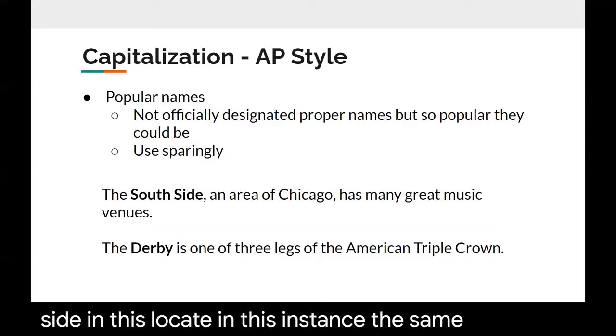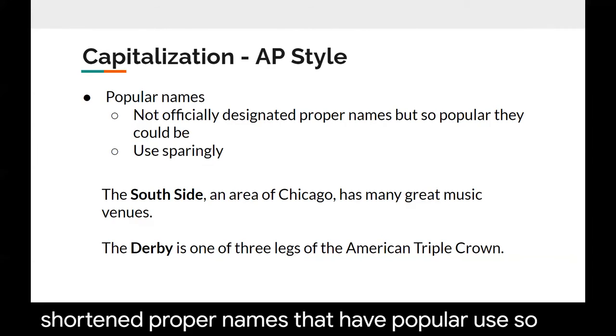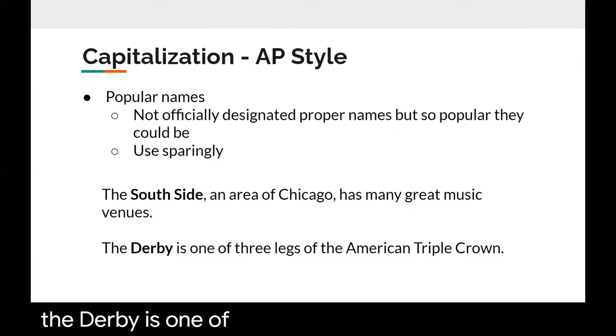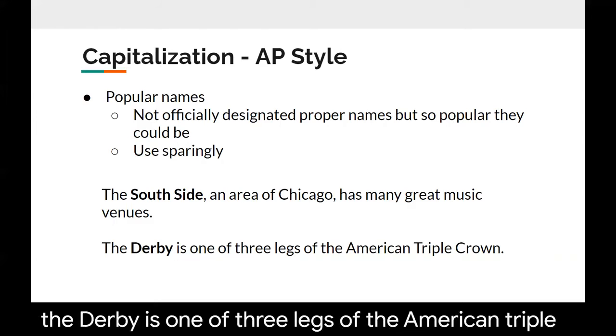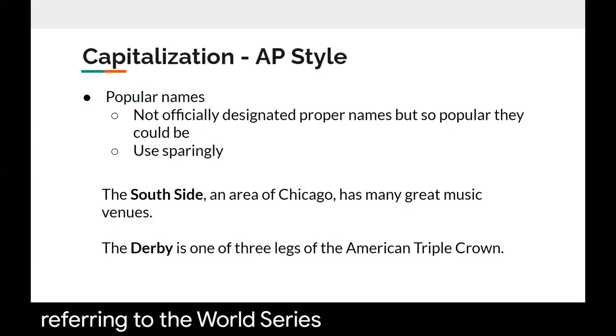The same for shortened proper names that have popular use. So the Derby is one of 3 legs of the American Triple Crown. I think instances like the series when referring to the World Series can be another example of this.